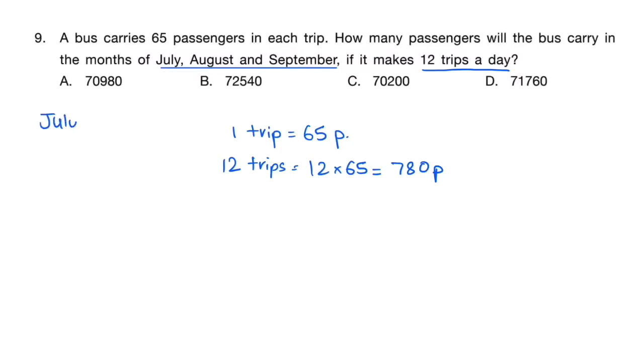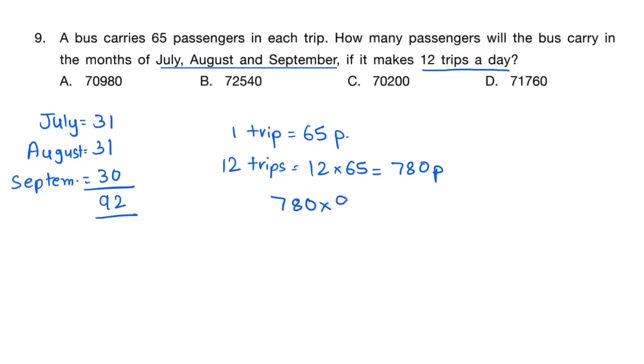Now, how many passengers will the bus carry in the months of July, August and September? Number of days in July is 31. Number of days in August is also 31. Number of days in September is 30. So 31 plus 31 plus 30 is 92 days. So we have to find out how many passengers the bus will carry in 92 days. In one day the bus carries 780 passengers. So in 92 days the bus will carry 780 into 92. That is 71,760. Correct answer is option D.